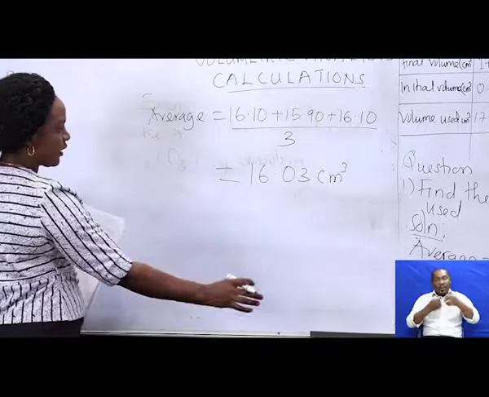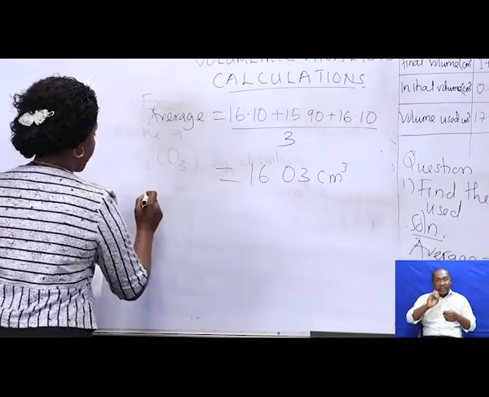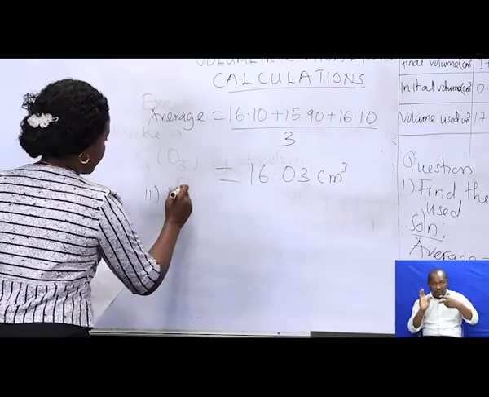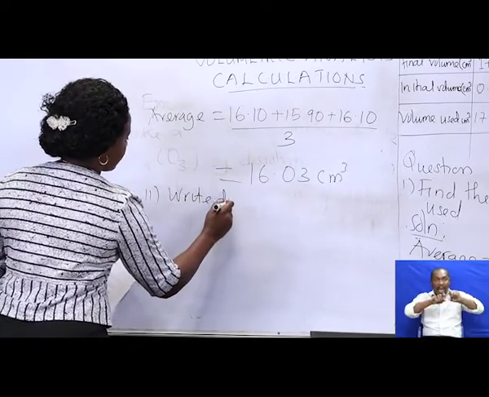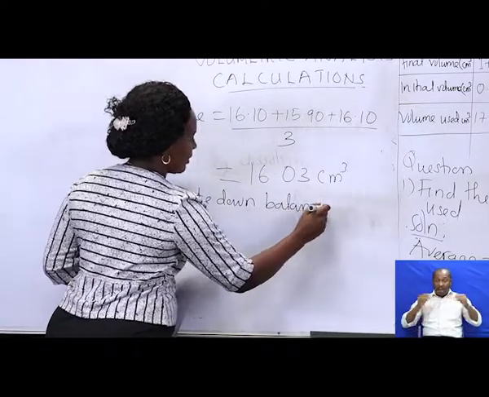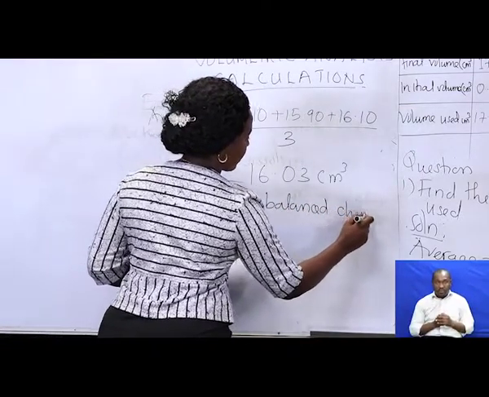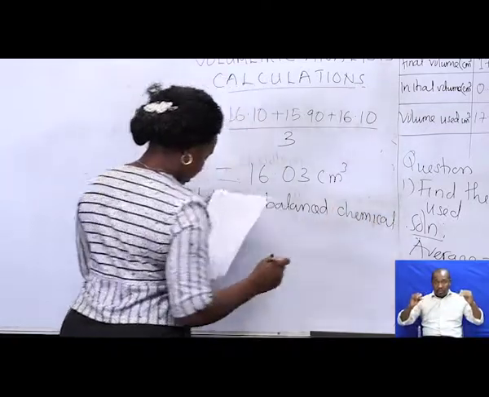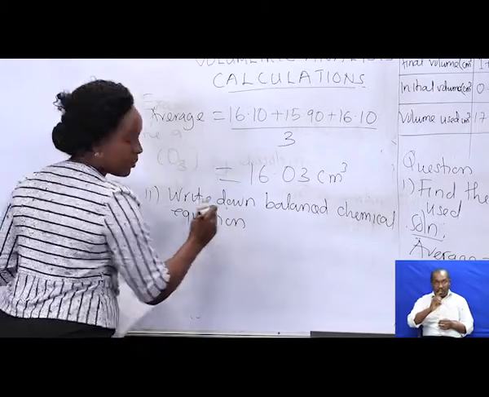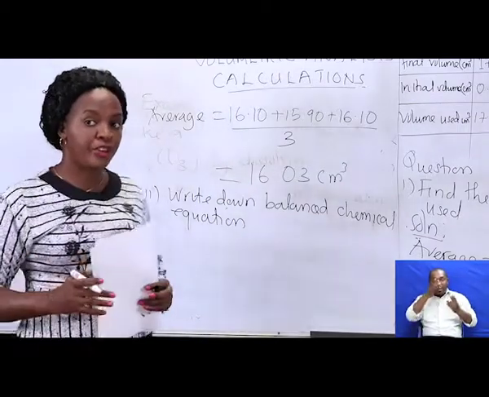After finding the average volume, we go for question number 2. Roman 2 is asking, write down the balanced chemical equation. So you must write what is happening between metal carbonate and hydrochloric acid.